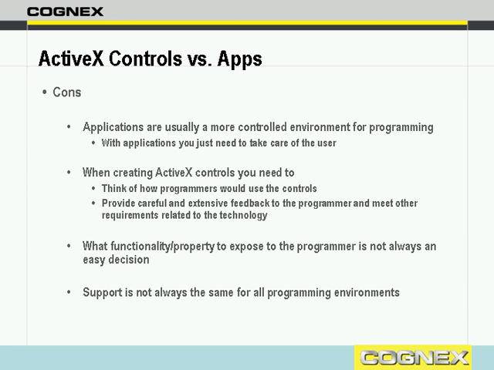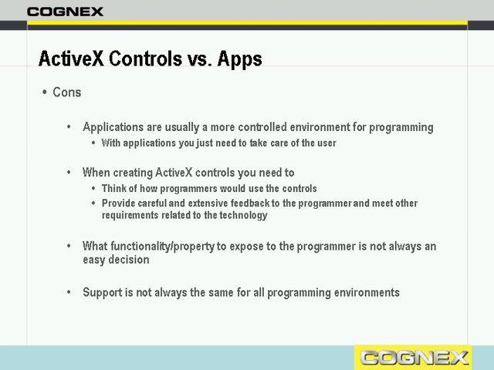When creating an ActiveX control, you need to think about how programmers would use the controls. So we're constantly looking at what people need and whether it's user-friendly or not. And then you need to provide careful and extensive feedback to the programmer in terms of what's available, what the syntax is, and sometimes what is happening internally as well. So again, it's a tough decision to figure out what functionality or properties to expose. We want to make it easy to use, but flexible at the same time. So that's obviously a trade-off.